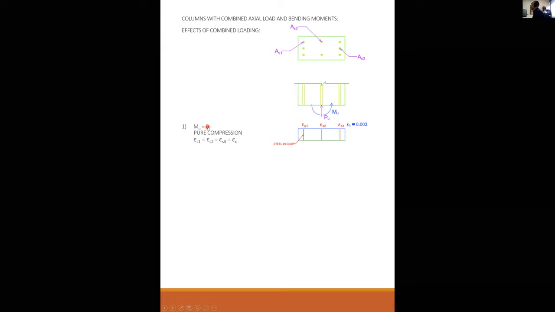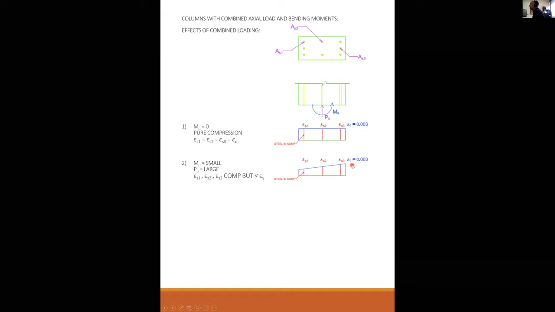Okay, case number two, if I have a small moment and I still have a large axial load, well, the strain now cannot be even Steven because I have to have some offset of my resultant to line up with the axial load that has an eccentricity. So if I have a little bit of moment, then I have to have a little bit of an offset on my strain. The maximum strain is still 0.003 because the maximum strain is always 0.003.